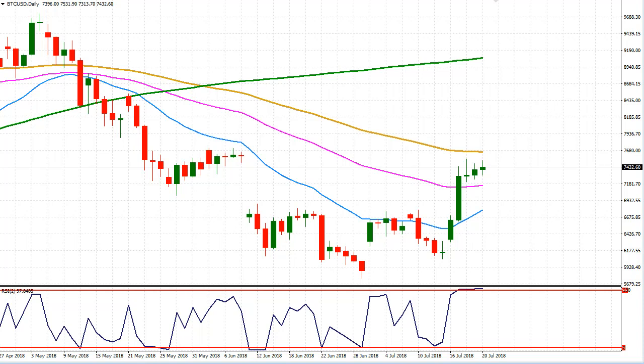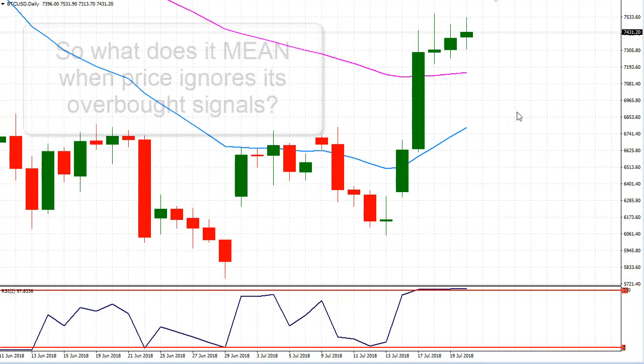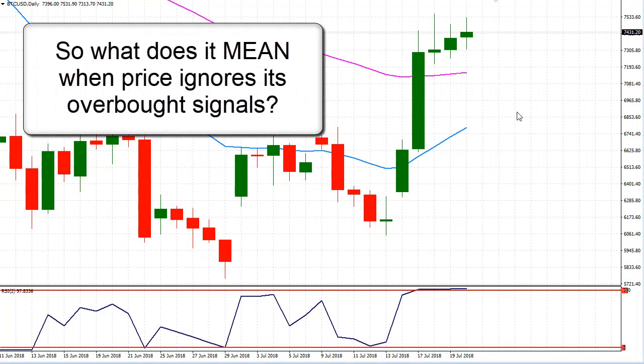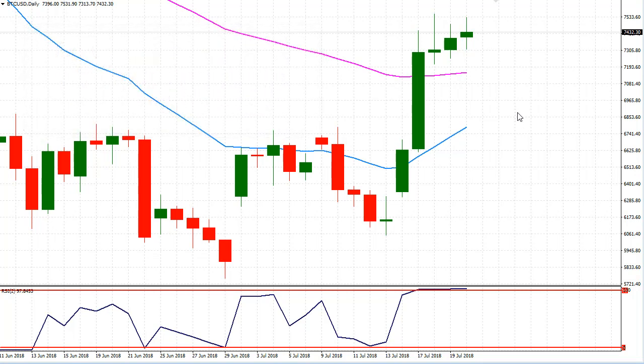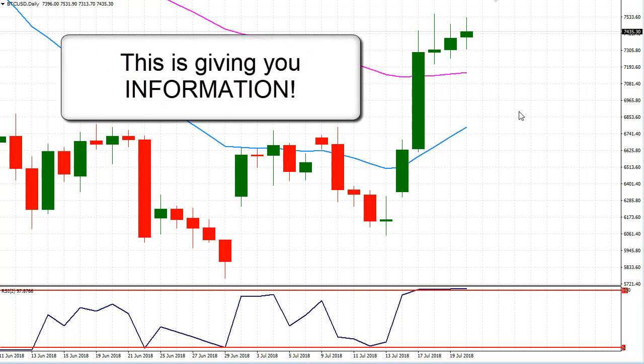So the question is, what does it mean when Bitcoin, or indeed when the price ignores its overbought levels or oversold levels, okay? Now, an amateur investor would say, well, it probably means that the indicator is not working. No, that is not the right answer. That is an incorrect answer. No, it's giving you information. Think about it, guys.